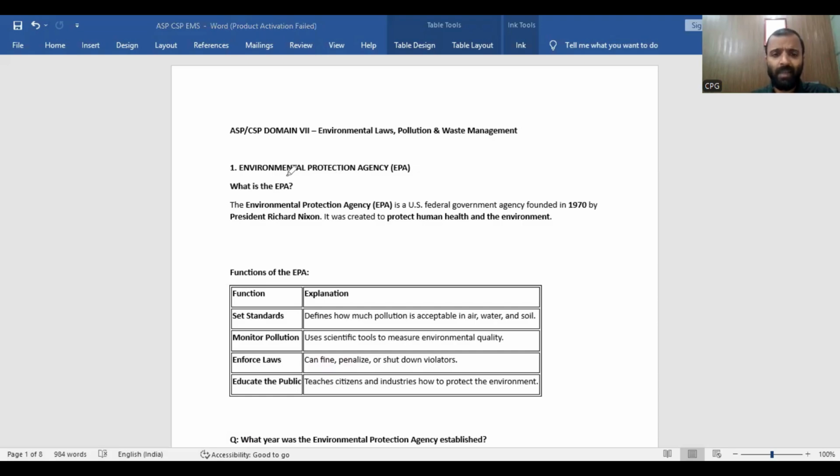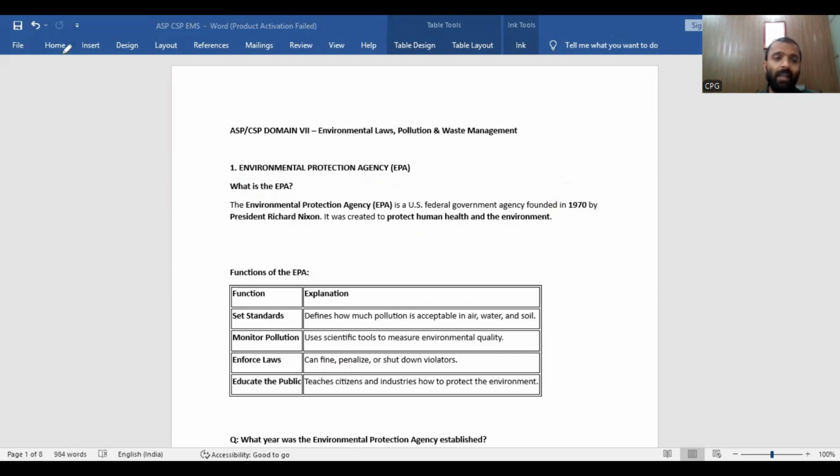So what is the Environmental Protection Agency? What is EPA? EPA is an agency which was established in the US in the year 1970, and it was established by President Richard Nixon. That they won't be asking, but the date is important. It was created to protect human health and the environment.